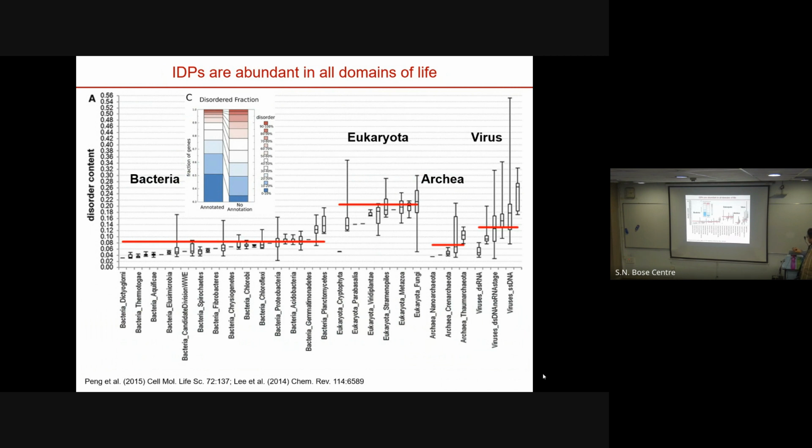And virus is an interesting case because, depending on what type of virus you're looking at, it will either mimic the eukaryotes or mimic the prokaryotes, right? So if you look at bacteriophages, then they will be more like this. If you look at viruses which infect us, they will have more disordered regions like this.